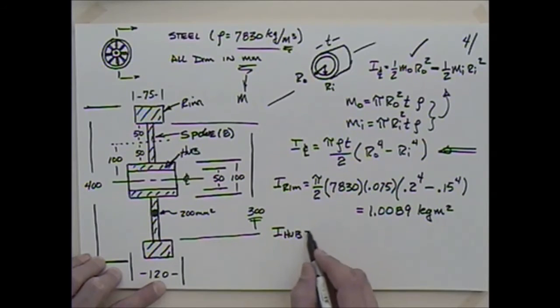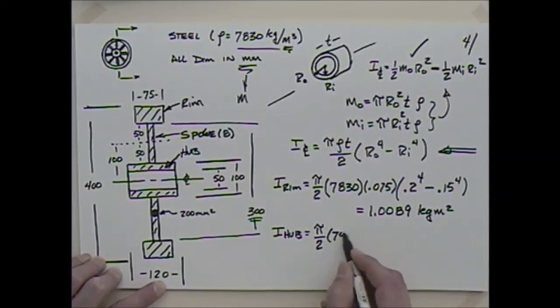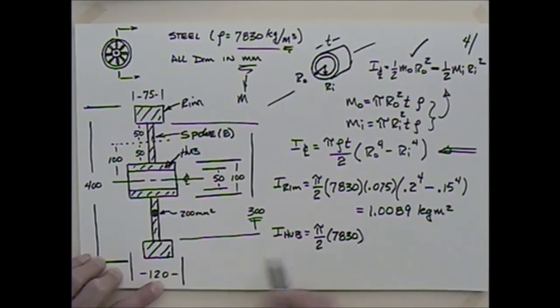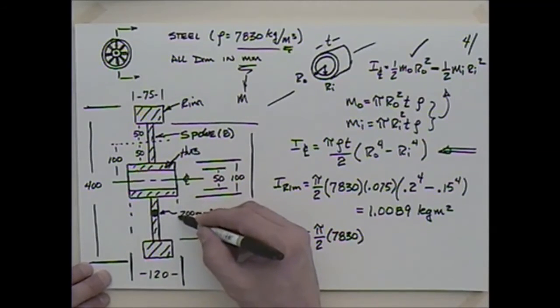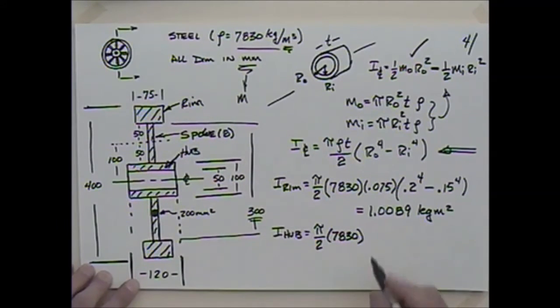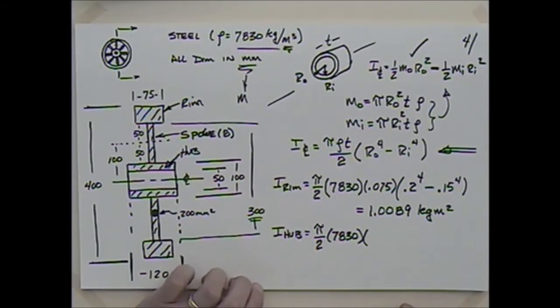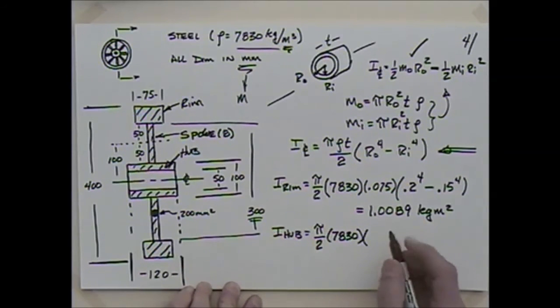What's that? Well, pi over 2. Again, 7830. And now our hub has this width. This is not dimensioned very well. I flunked drafting class. So, let's see, where are we? 0.12?